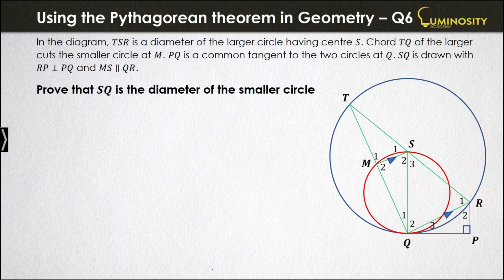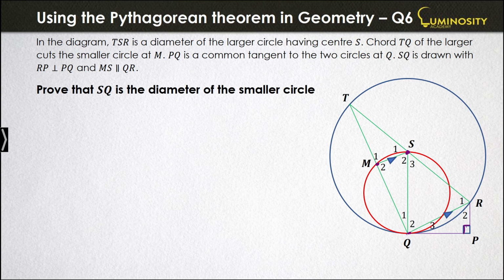We're given two circles here, a large blue one and a small red one with the given information. The line TSR is the diameter of the largest circle with the center S. Chord TQ cuts the smallest circle at the point M. PQ is a common tangent to both circles at the point Q, and we're given that SQ is drawn with RP being perpendicular to PQ and MS being parallel to QR. Okay, so quite a lot of information.